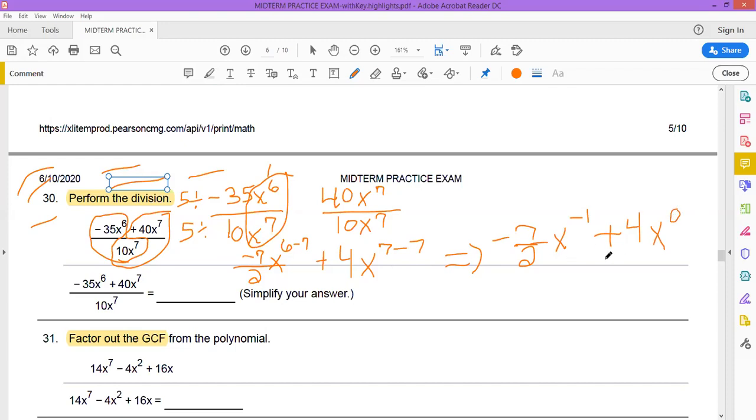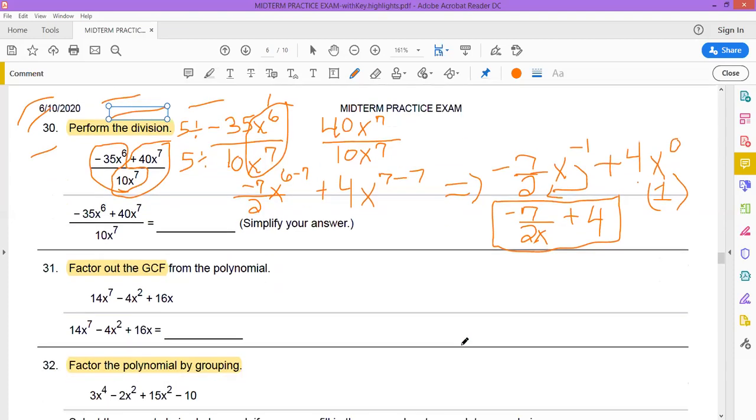So we can simplify this even further because x to the negative first power, we don't want a negative power. So we know we should rewrite this expression, bringing x down to the denominator so we can make the power positive. So that'll become negative 7 over 2x plus 4 times x to the power of 0. But what is x to the power of 0? That's just 1. All right, and 1 times 4 is just 4. So this will be our solution. Negative 7 over 2x plus 4.